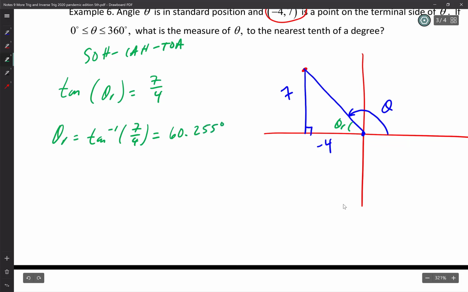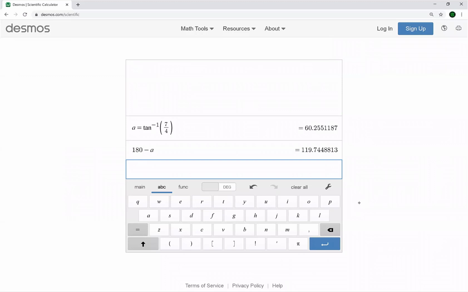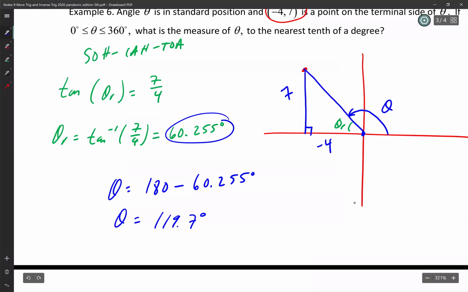255, that's fine. And that's not the angle I want. The angle I want is this blue one. So that blue one is 180 minus this guy. And that was short-term memory. Was it 119? I thought it was something else. 119.7. Yeah, you're right. There we go, guys. Yay or nay?